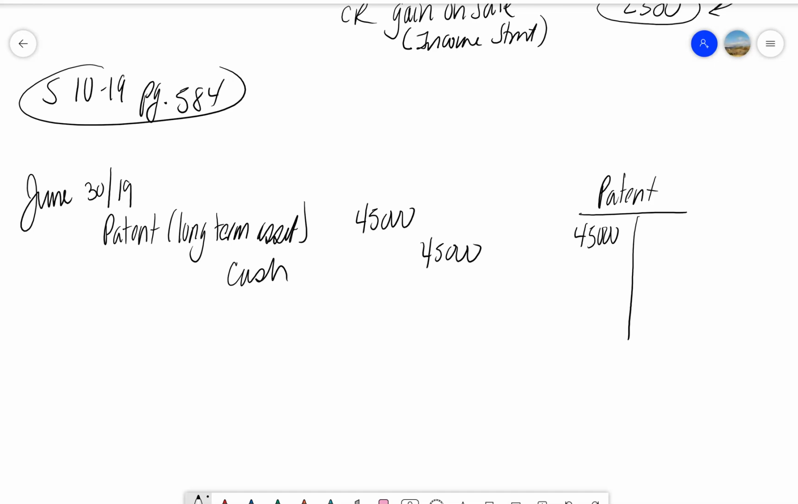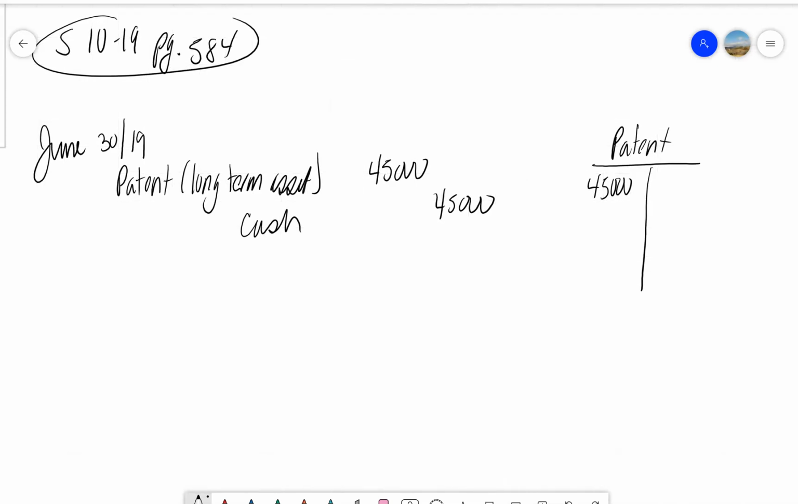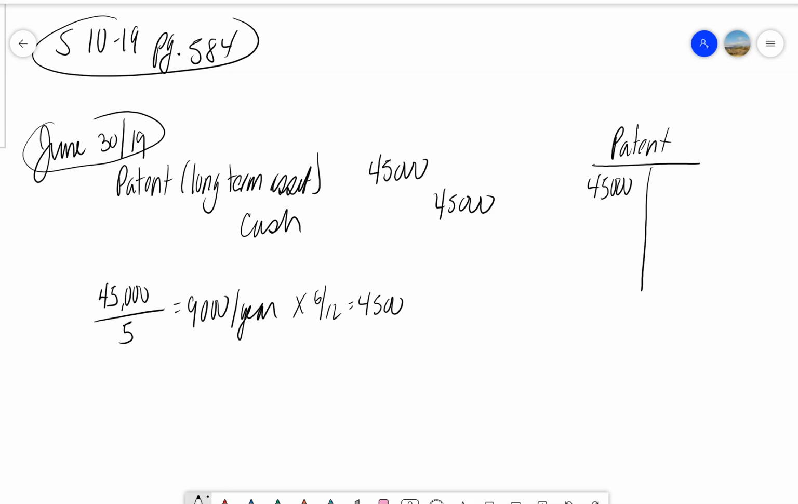Now, in order to figure out the amortization in this first year, we take the cost of the patent. Now remember, patents and intangibles normally have no residual value. So all we do is divide it by the lesser of the useful life or the legal life. And in this example, the useful life is 5 years. The legal life is longer, so we take the shorter of the two. And so the amortization is going to be $9,000 a year. But in this example, we bought it on June 30th, so we have to prorate it for 6 months. So we're only going to take $4,500 in this first year.